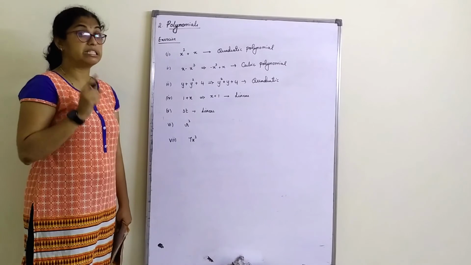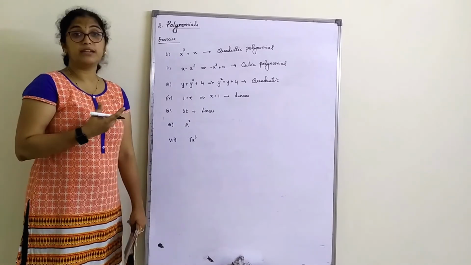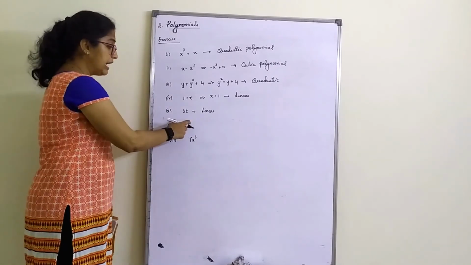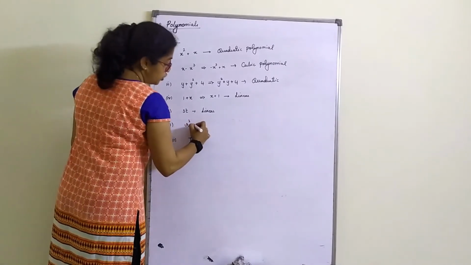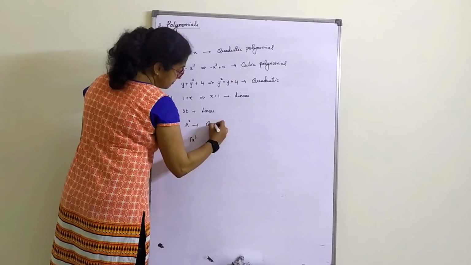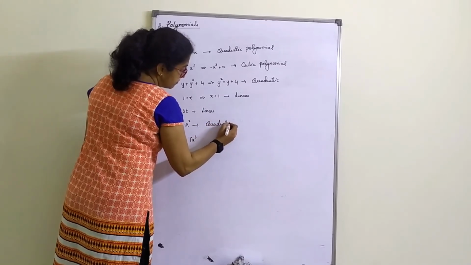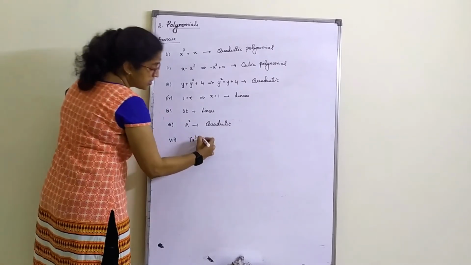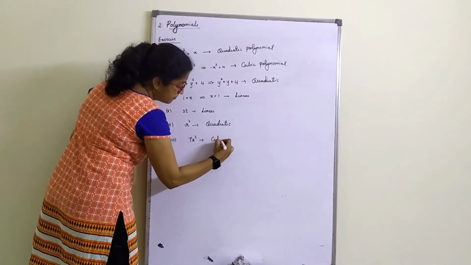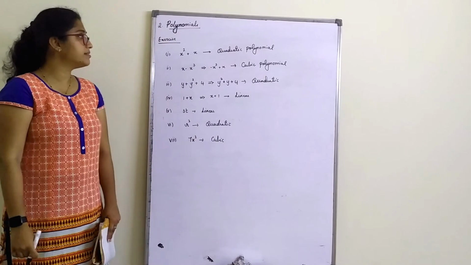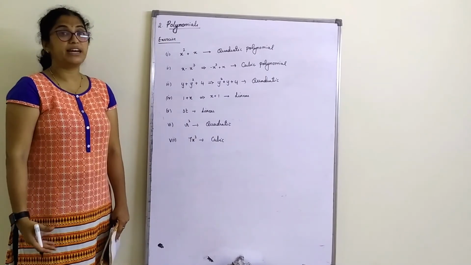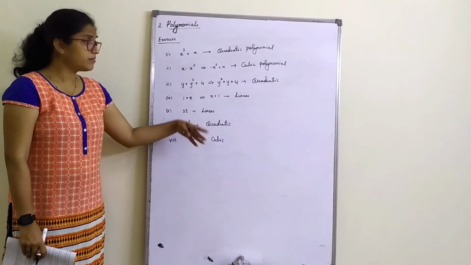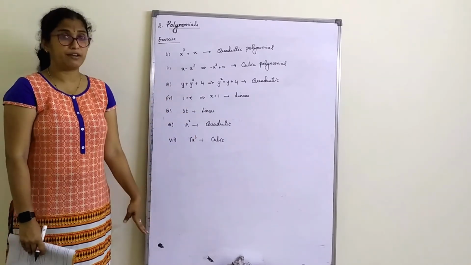The highest degree is 2. See, don't go with whether it is a monomial, binomial or trinomial. Only look for degrees. The highest degree is 2, so this is quadratic. And the last one, the highest degree is 3, so this comes under cubic. Right? So this is the way we identify the given polynomial as quadratic, cubic, linear, and in case it is more than that, biquadratic.